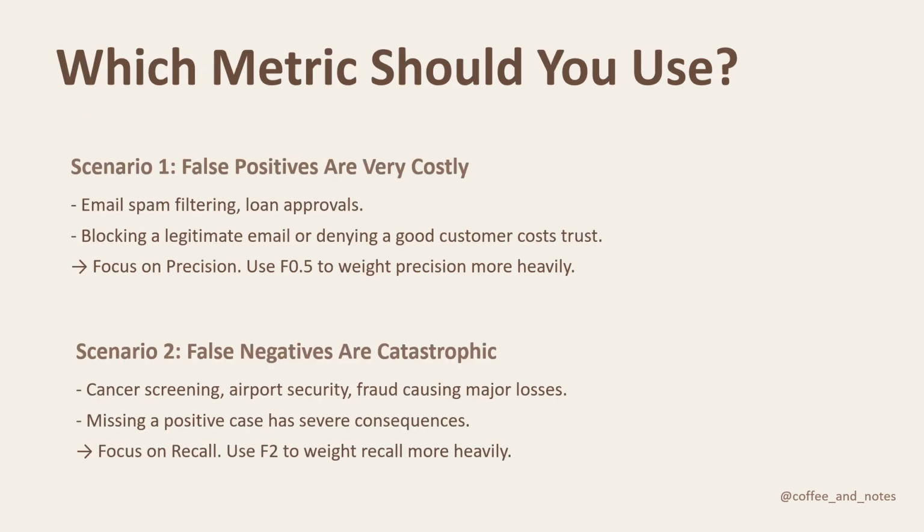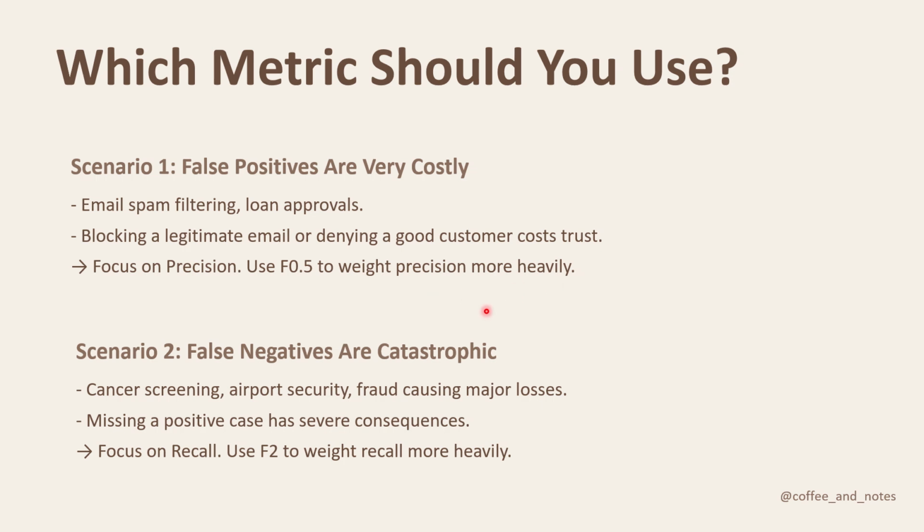Let me give you a decision framework for choosing metrics. Scenario 1: false positives are very costly. We can think of email spam filtering or loan approvals. If you block a legitimate email, you might miss something critical. If you deny a loan to a good customer, you lose business and trust. In these cases, focus on precision. You want to be right when you say positive. Use F0.5 to weigh precision more heavily.